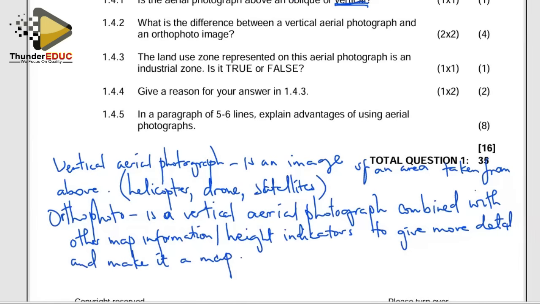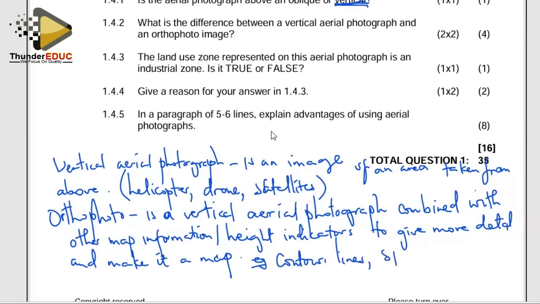For example, what do we add here? We add indicators of height, e.g., we add contour lines. There is no photograph that shows contour lines. If you take a photograph using a drone, it just gives you a picture. It gives you an image of the area, but we don't know about the heights. So we add contour lines to indicate the heights.